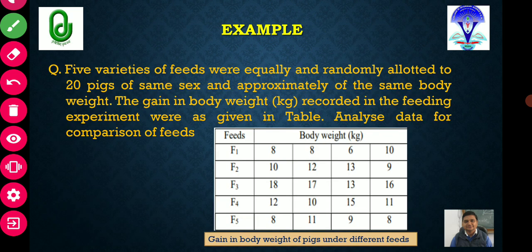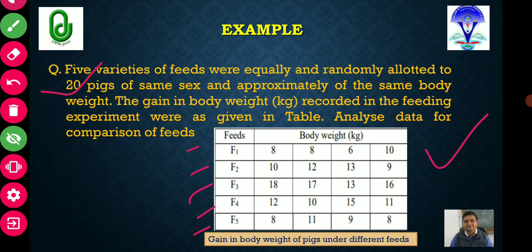Now, very quickly we will see one example. There are 5 varieties of feeds equally and randomly allotted to 20 pigs. So you are having 5 feeds and 20 pigs. This is the observation that we have got. This table I have already shown you earlier also. These are the gain in weight after taking feed 1, feed 2, feed 3, feed 4, feed 5. So 5 treatments and 20 animals.